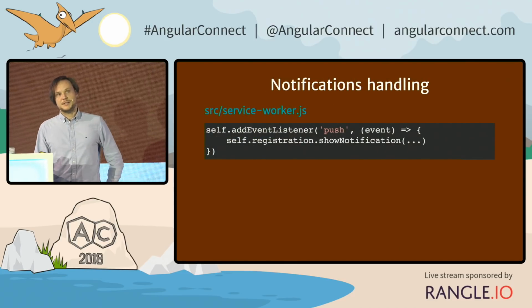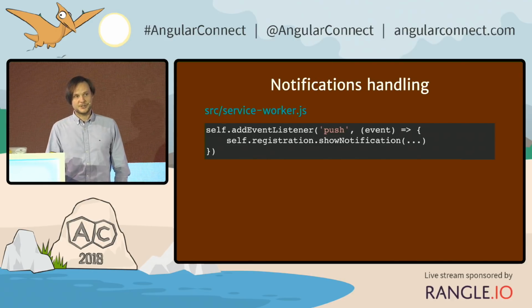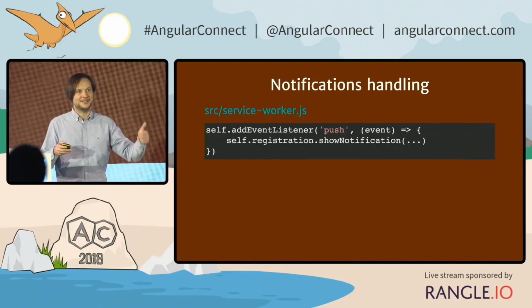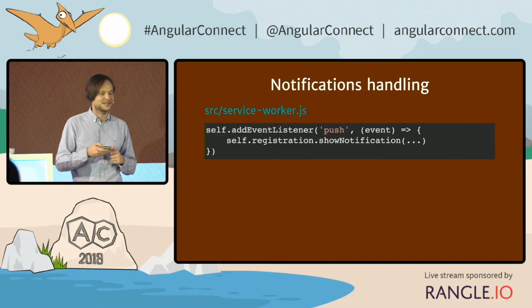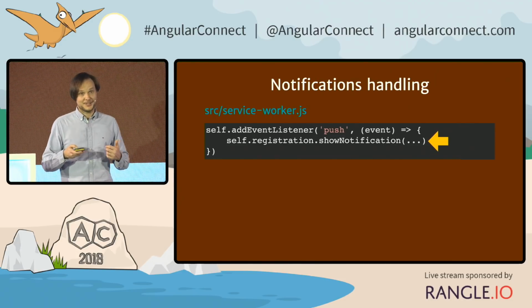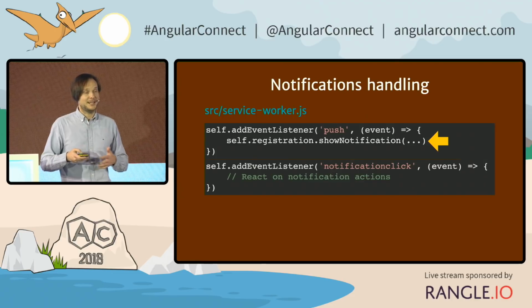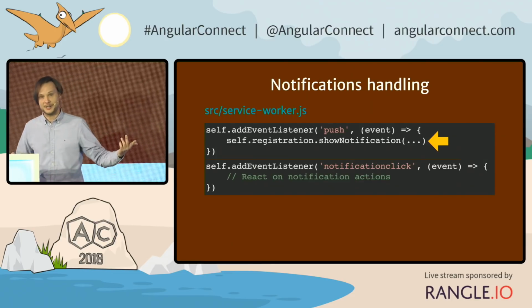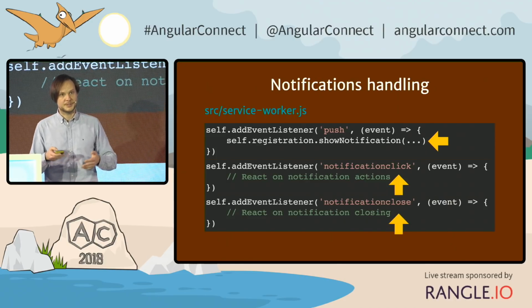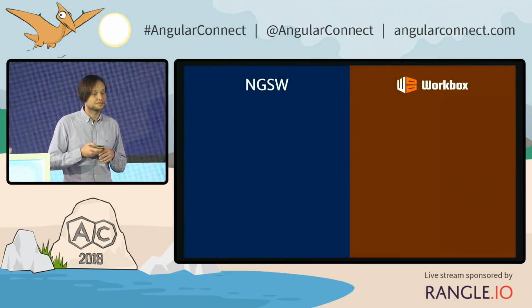Workbox does not provide anything related to push notifications. This is good and bad, right? So let's start with the bad. Of course, we have to write everything ourselves, and in the service worker, we have to provide the push event with show notification. But on the other hand, we are free to provide any logic for other parts of the notifications API, like notification click and close. This is way more flexible.